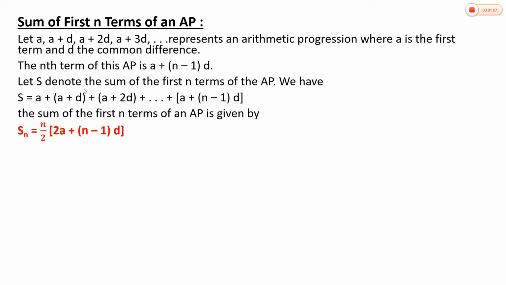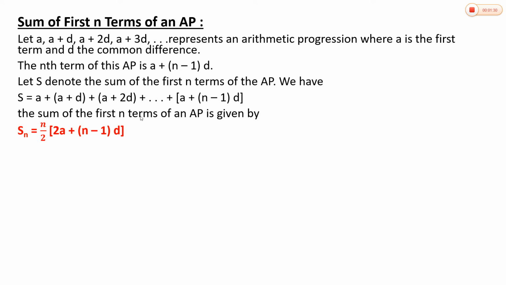Let S denote the sum of the first n terms of the AP. We have S is equal to first term plus second term plus till the nth term. So a plus a plus d plus a plus 2d plus a plus 3d, etc., plus the last term, which is the nth term, a plus n minus 1 into d.